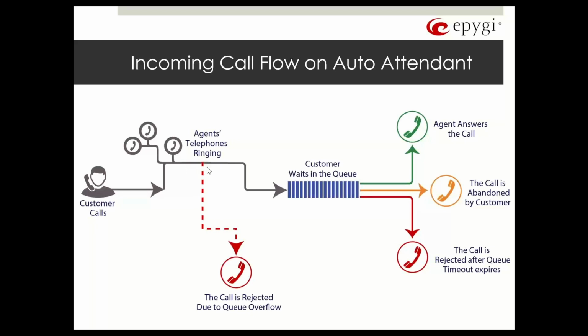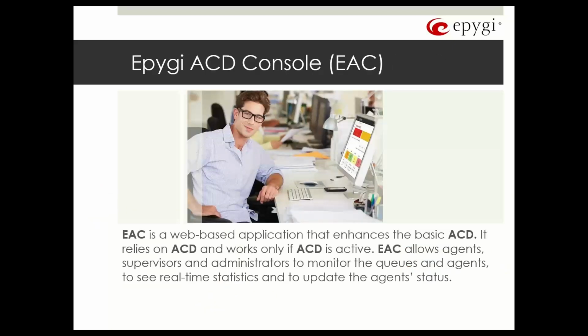If the call might be rejected due to a queue overflow, if there's too many calls in the queue, the caller might get rejected. If the caller gets in the queue, they're going to wait where they can hear specialized greetings and even music on hold. The best case scenario is when the agent answers the call, of course, or the caller can hang up, which is an abandoned call, or the call is rejected after the queue timeout expires, and the caller could be redirected to another destination or extension.